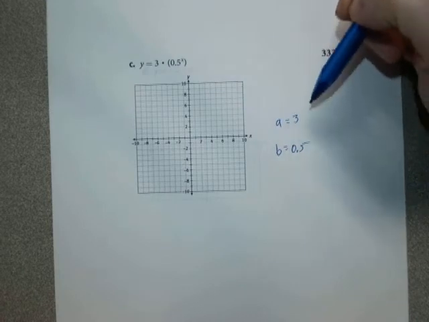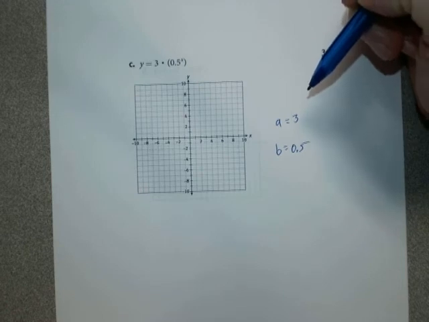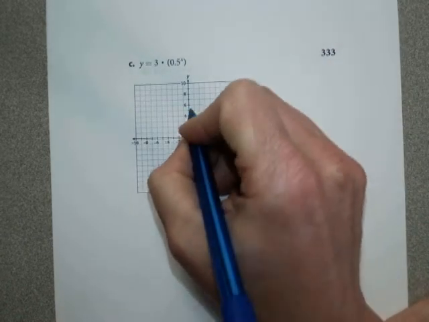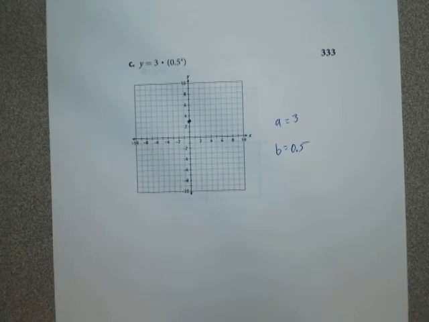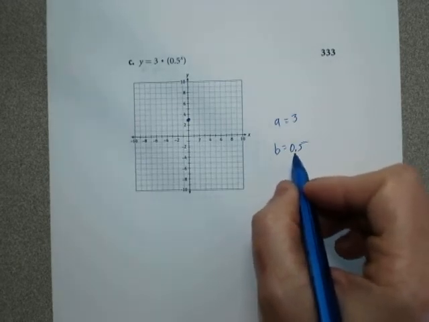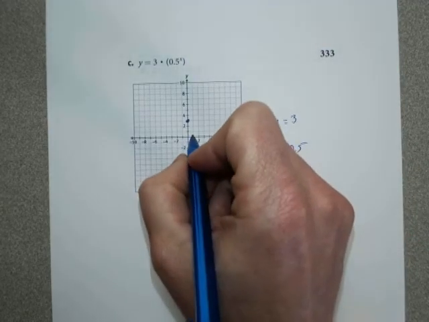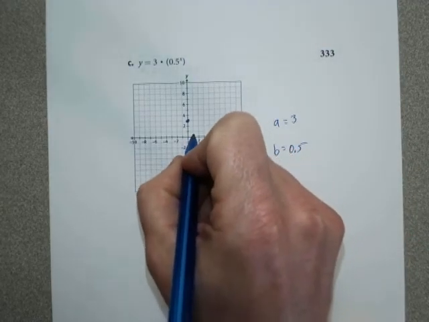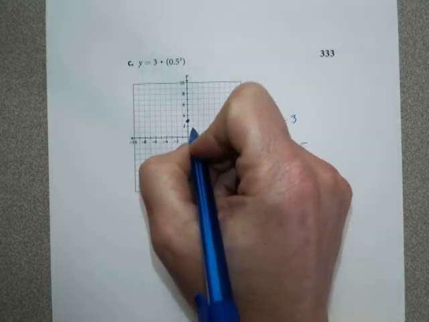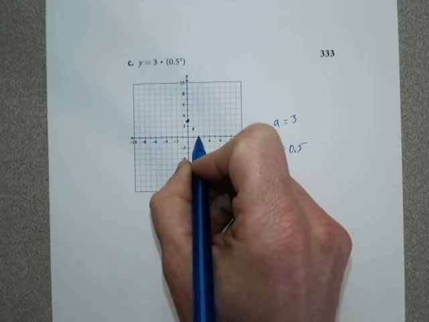So we're going to start at 3. If I haven't moved, I'm at 3. So when my input is 0, my output is 3, because that's what my initial value is. Now, every time I move one spot in my inputs, I'm halving how big it is. So when I go to 1 as my input, my output is going to be half of 3, which is 1.5. And then when I go to my input of 2, it's going to be half of 1.5, which is 0.75.